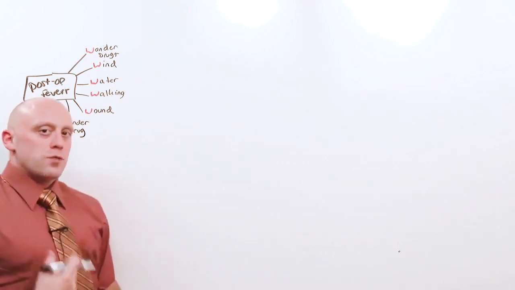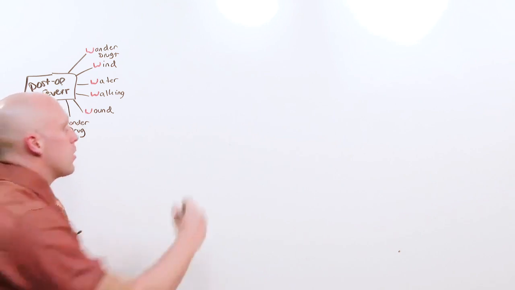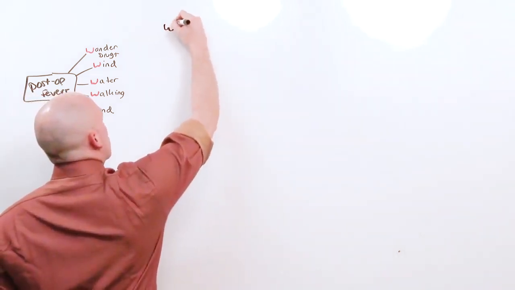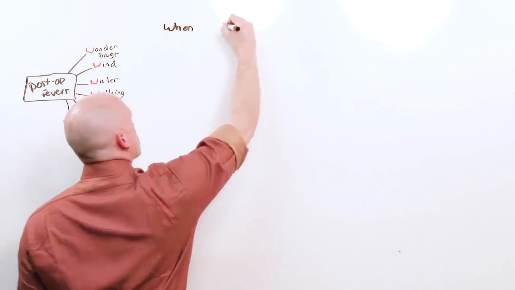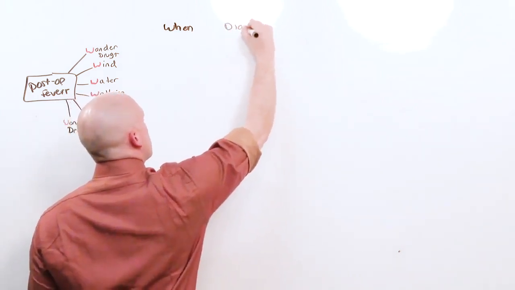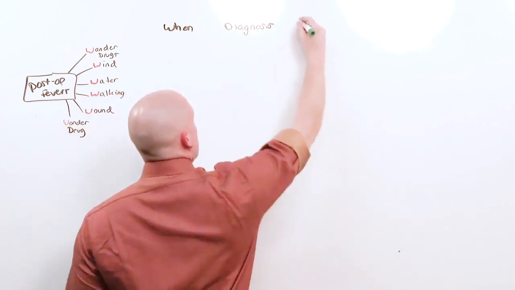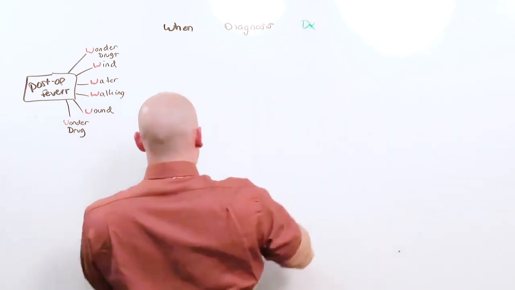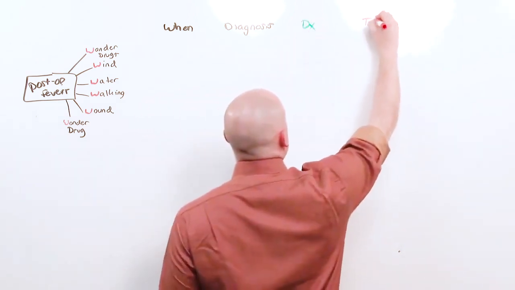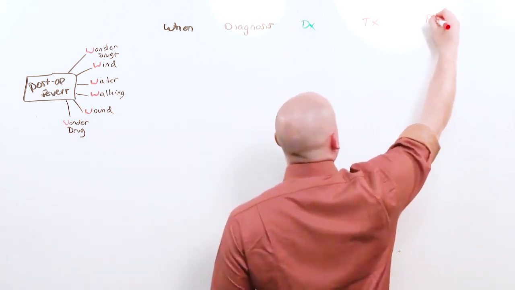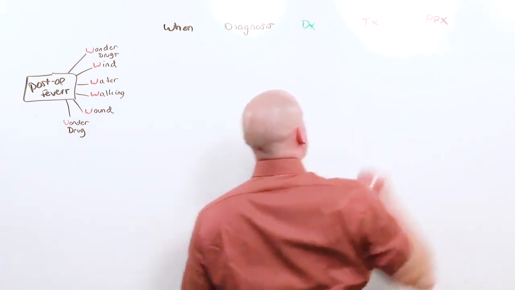So we're going to use this framework to talk about when the fever occurs, correlating to what the most likely diagnosis is going to be, how you're going to make that diagnosis, and also how you're going to treat it, and what you could have done in order to prophylax against it.